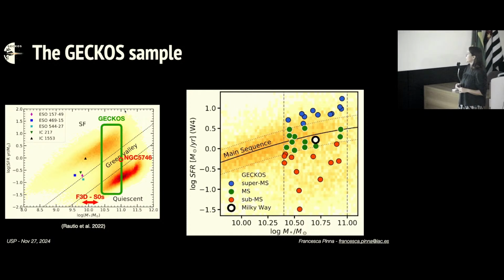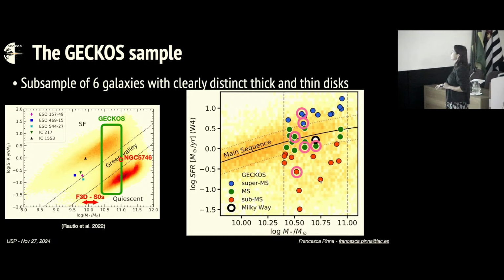affecting the stellar populations. This is the same thing, but just with the points of the single galaxy. So just to show, this is the Milky Way. So around the Milky Way mass, we have galaxies that are above, within, and below the star formation main sequence of galaxies. So a variety of star formation rates.